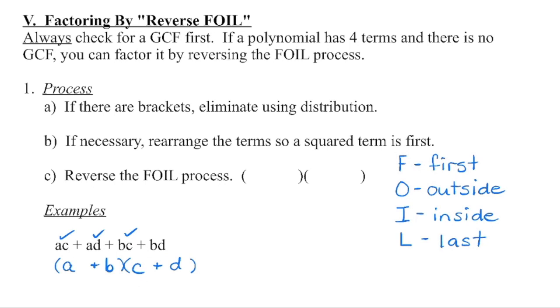And the last term is a check. So if I multiply the last term times the last term in each bracket, I should end up with the remaining term BD. So quickly FOIL this out. We're going to have AC plus AD plus BC plus BD. These are the factors that represent this polynomial.